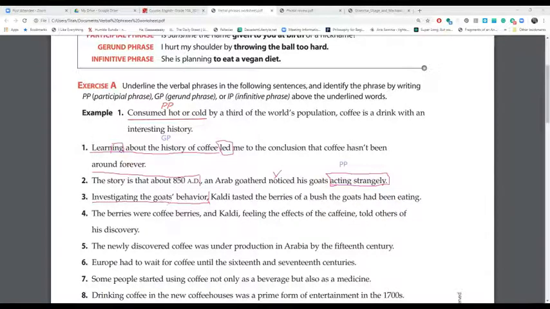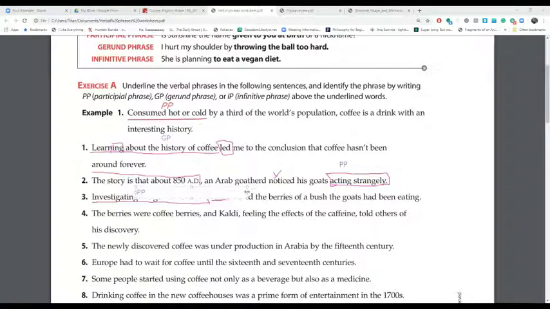So is this a gerund phrase or a participle phrase? Well, is it modified? Good job. So it's modifying Kaldi here, right? It's modifying this person. It is saying what this person did, he investigated the goat's behavior. So it's modifying a person. If it's modifying a noun, then it is a participle phrase. Once again, this is another participle phrase.